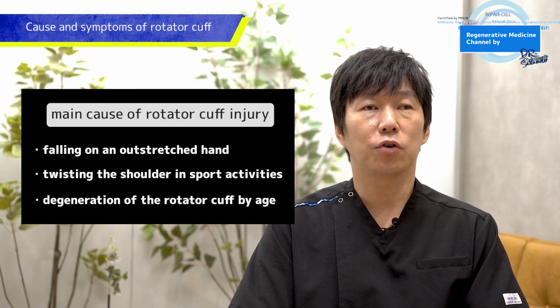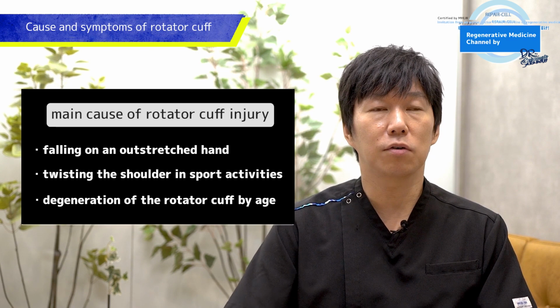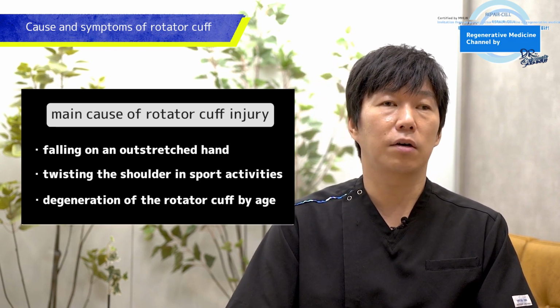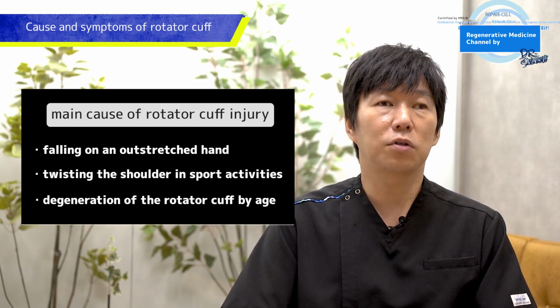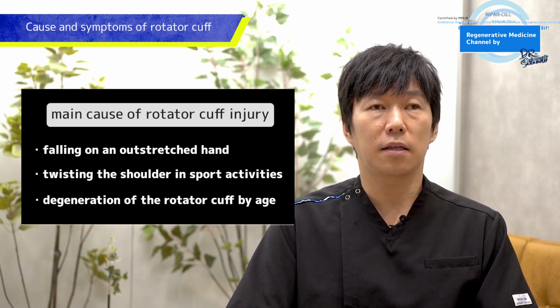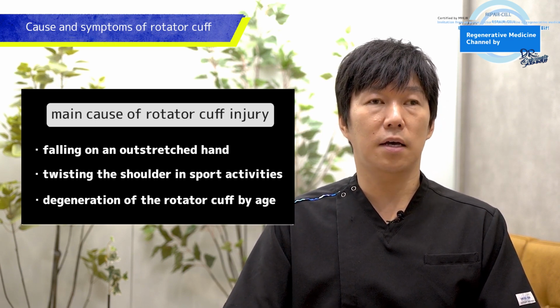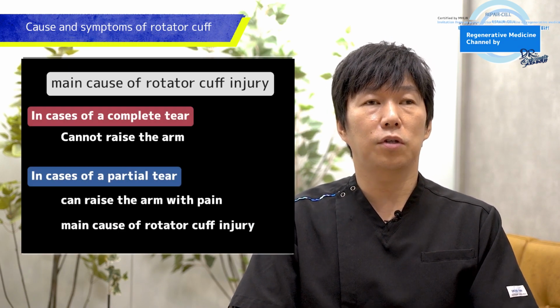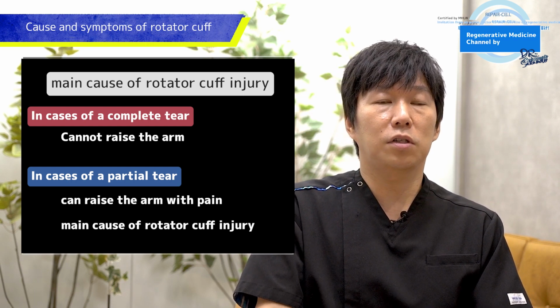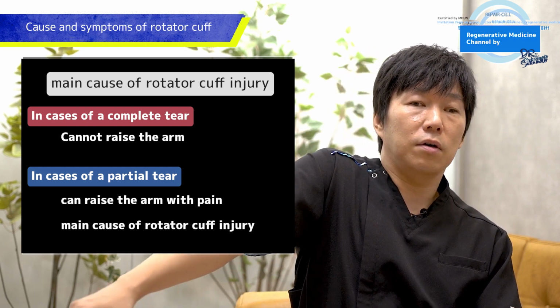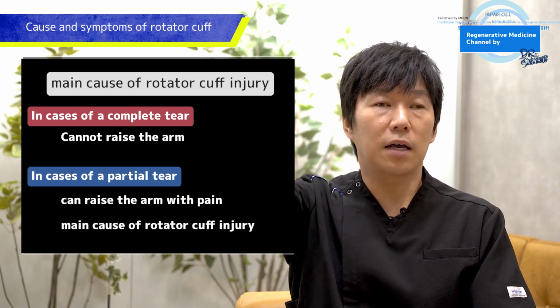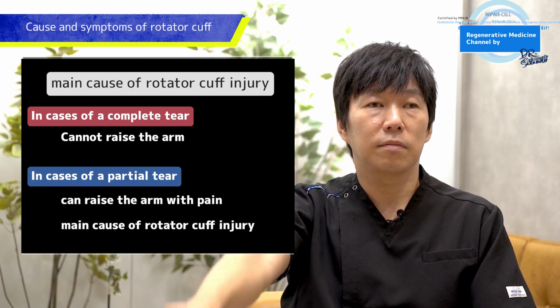The causes of rotator cuff injury are falling on an outstretched hand, twisting the shoulder in sport activities, and degeneration of the rotator cuff by age, which suddenly prevents raising the arm. As a characteristic symptom, the arm can reach upwards only this much, but when partially torn and not completely separated, you can manage to raise your arm.